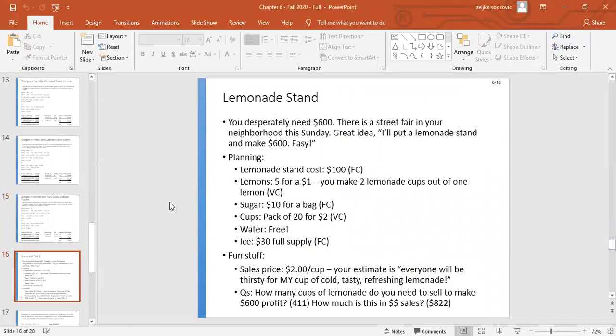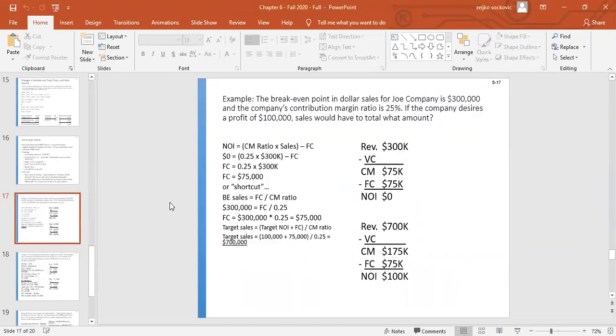Okay, so you will look at this example, lemonade stand. The break-even point in dollar sales for Joe's company is 300,000. The company's contribution margin ratio is 25%. The company desires a profit of 100,000. Sales will have to total what amount?